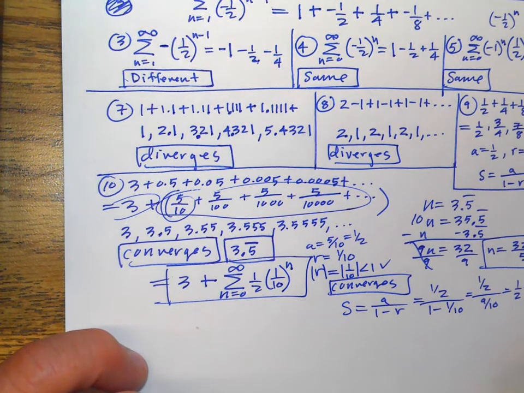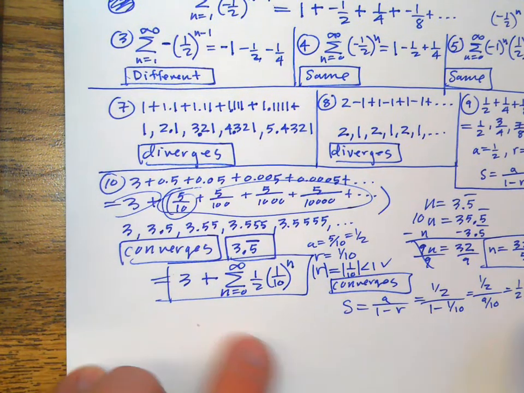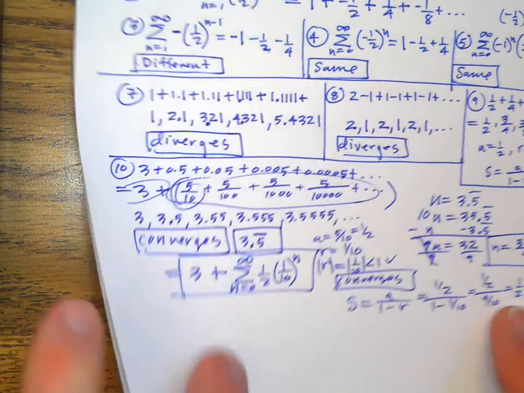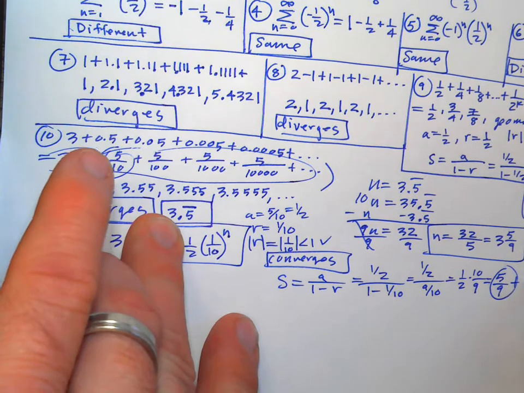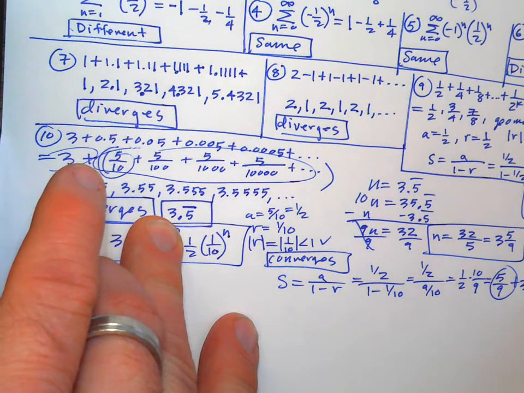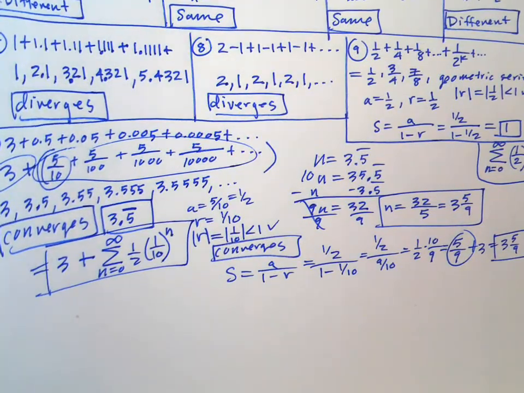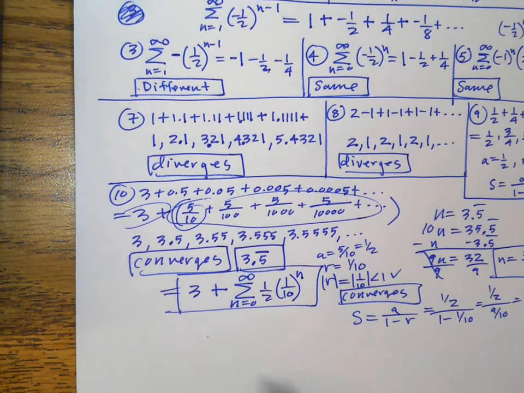And you get 5/9. Now you say, but I thought it was 3 5/9. Well, I can only apply this formula to the geometric series part of it. So then you would add 3 to it, and you would get the same answer we got the other way. So there are a few different ways to deal with this. It's good to try these. Okay.